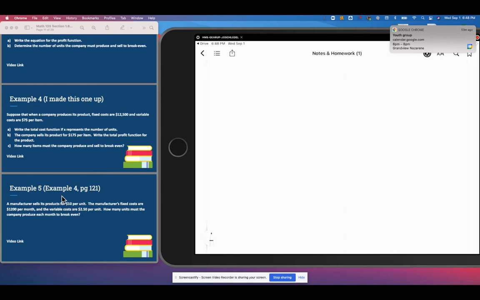And so we're asked to write the cost function if x represents the number of units, and so that's part A. We are going to have a cost function that is going to read that cost is equal to 75 per item, so 75 for every single one of those things, so 75 times x, and then the fixed costs are $12,500. So there's a cost function for this thing.